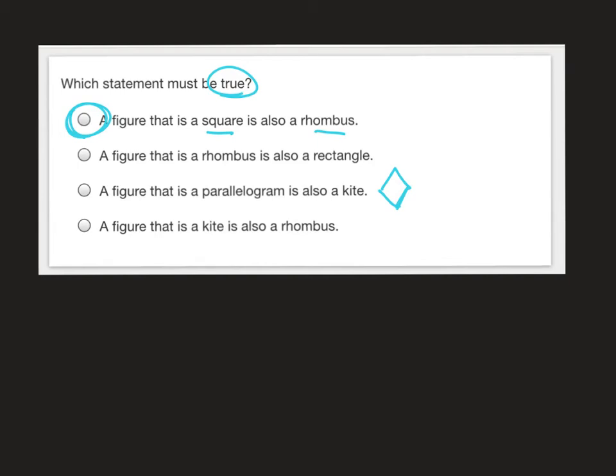A figure that is a kite is also a rhombus. And again, no, that's not true, because a rhombus has to have all equal sides, and a kite might not. A kite might be something like this, where it has 2 short sides and 2 long sides. So that is not a true statement either. So it has to be the first one.